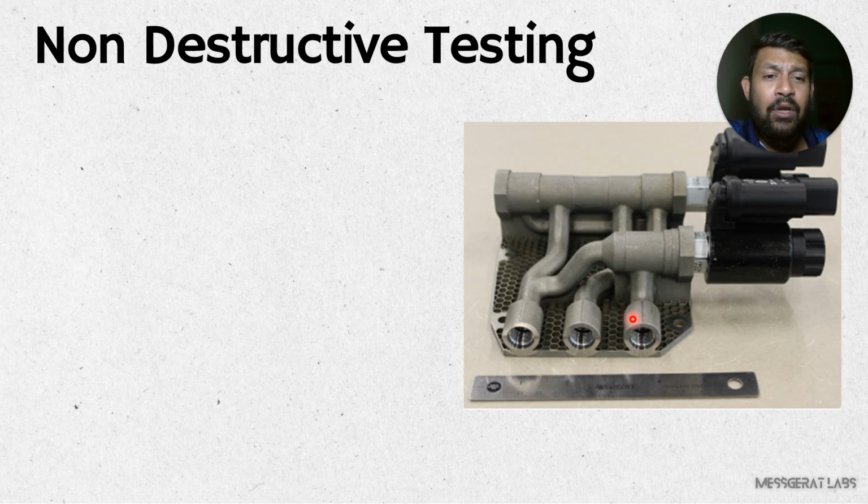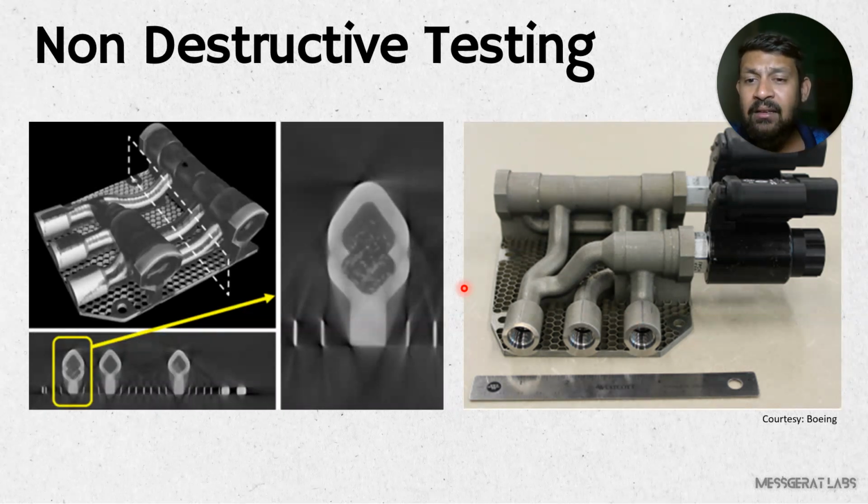Now if I have to evaluate this part after printing, the destructive testing coupons are made along with the part, and they are a reflection of the part strength while printing, because they are printed with the same process parameters which are used to print the part. But once the part has been printed, and you want to check if there is any crack or any defect in the part, then you can do an X-ray analysis or a CT scan analysis.